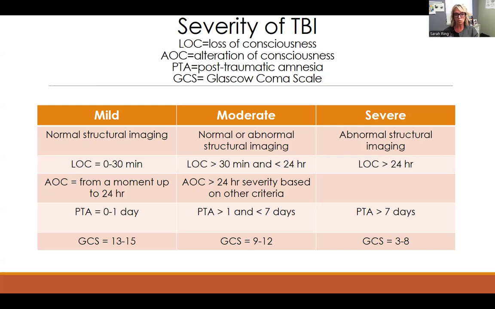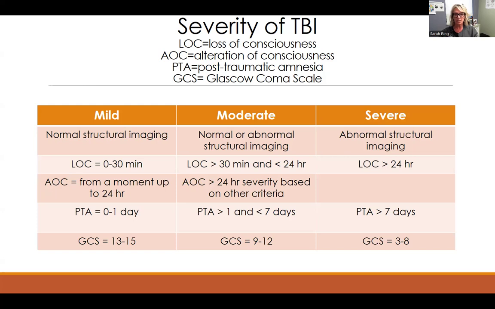In contrast, individuals who are diagnosed with moderate traumatic brain injuries often have evidence of their injury on neuroimaging. So things like a CT scan or an MRI will certainly more than likely show some sort of abnormality or evidence of their brain injury. Individuals with moderate TBI experience a loss of consciousness that ranges from 30 minutes to less than 24 hours. Similarly, their post-traumatic amnesia ranges from greater than 1 to less than 7 days. And those initial Glasgow Coma scales range from 9 to 12.